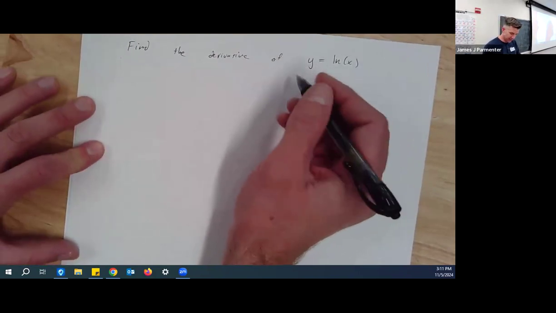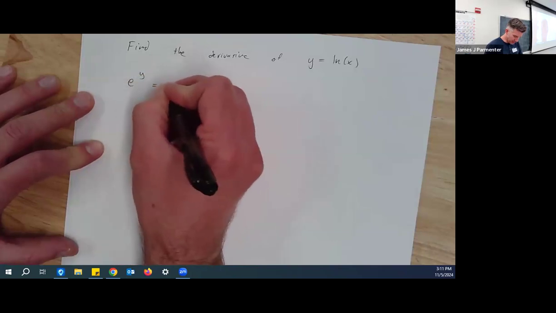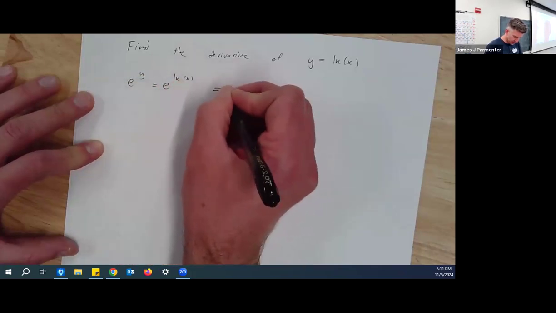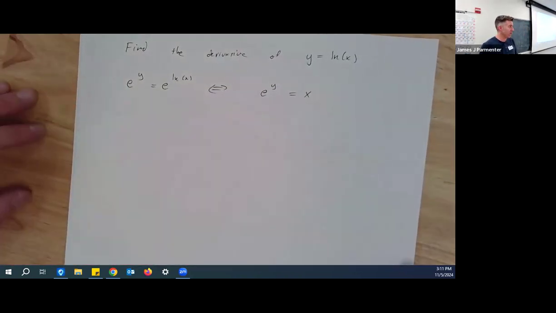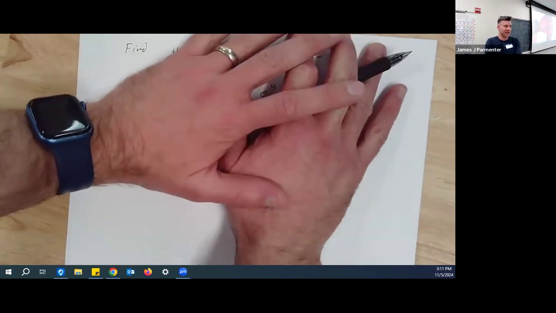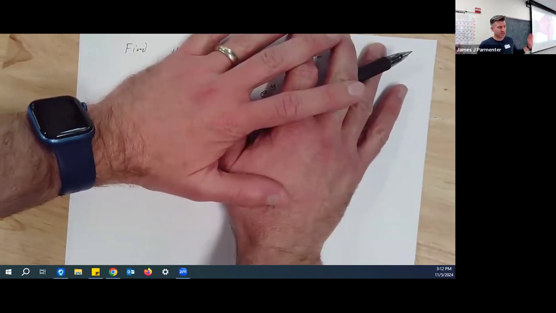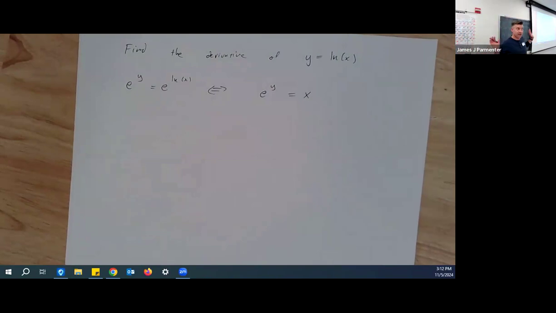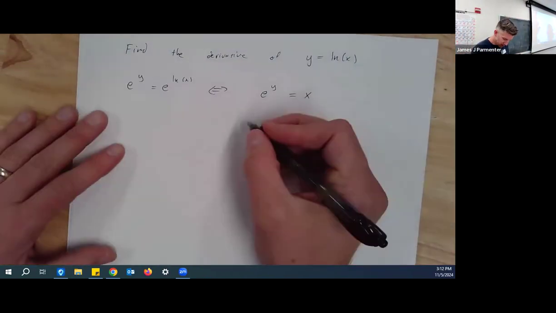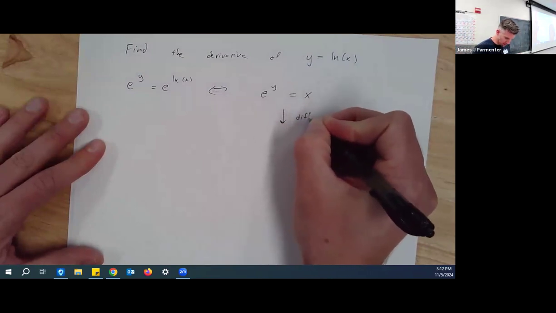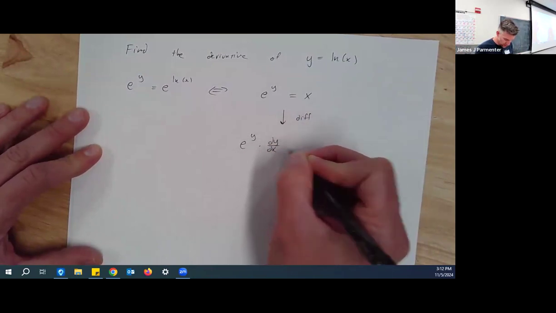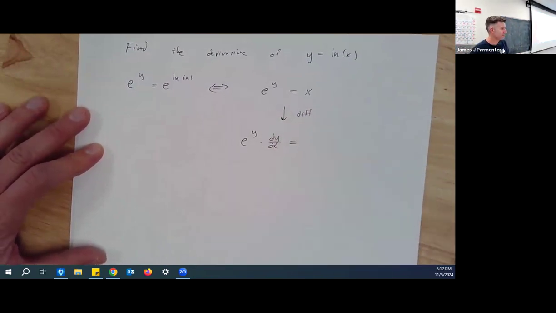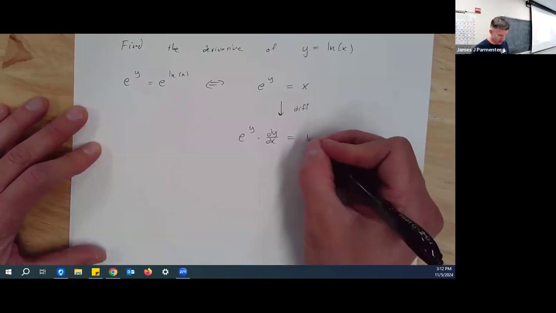But if I rewrite this as e to the y equal to e to the natural log of x, which just becomes e to the y equal to x, I do know how to take the derivative of both sides of this equation. What's the derivative of e to the x? Okay, what's the derivative of e to the stuff? Right, e to the stuff times the derivative of the stuff. So if we differentiate both sides here, on the left-hand side, we get e to the stuff times the derivative of the stuff. On the right-hand side, we get the derivative of x, which is 1.